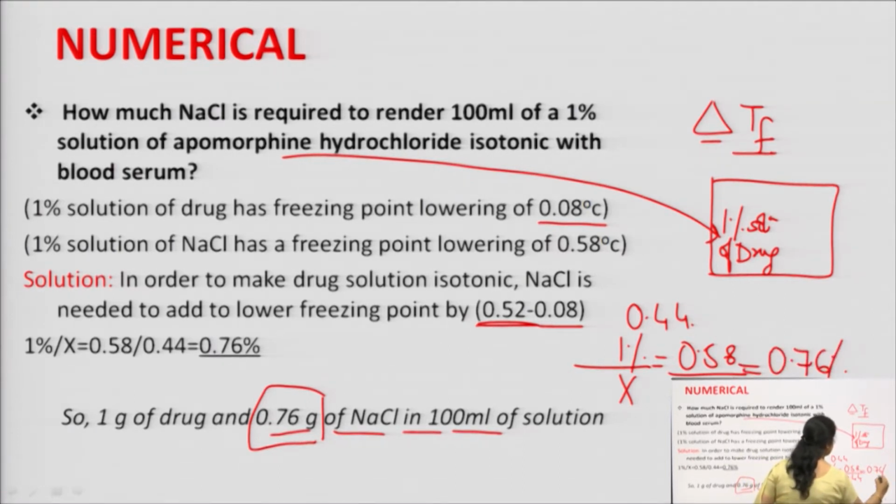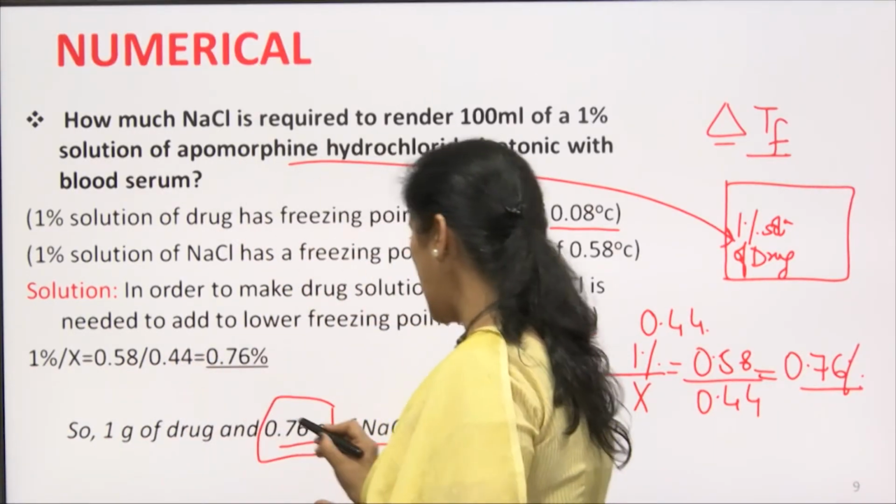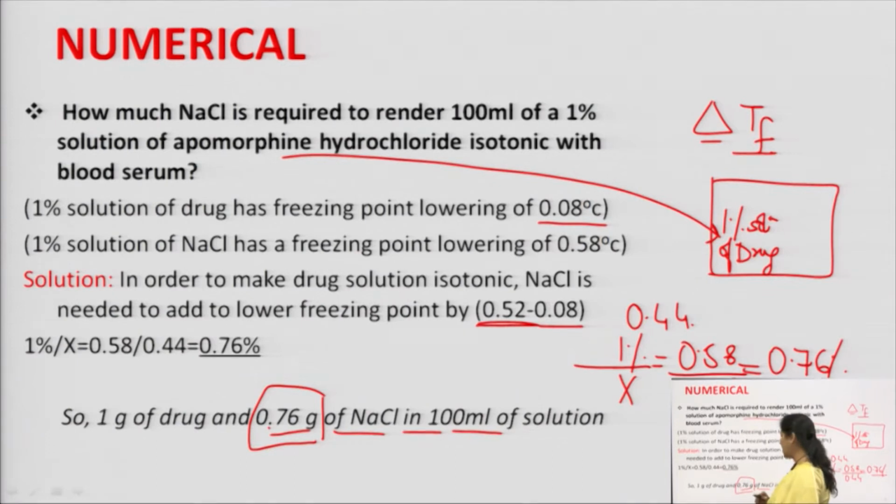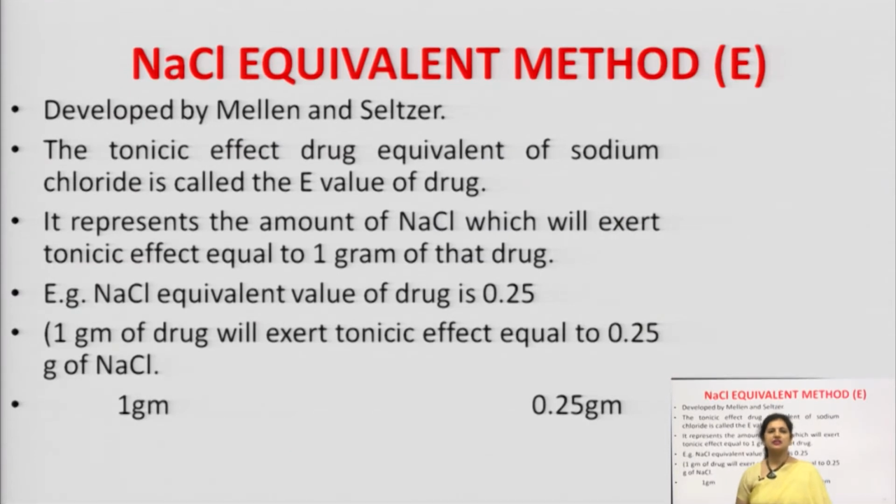0.76%. Percentage means anything upon 100. So, we need to add 0.76 gram of NaCl in 100 ml of solution. Clear? Next method is sodium chloride equivalent method.